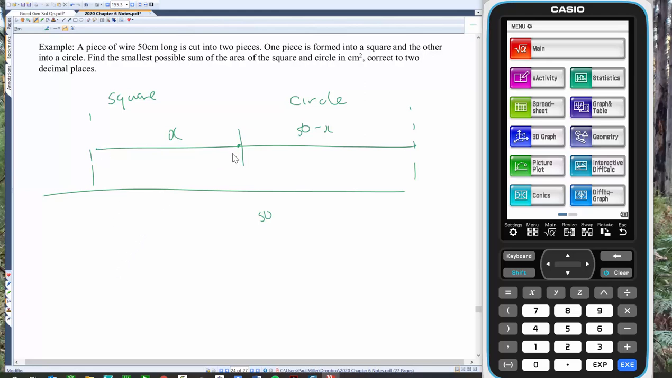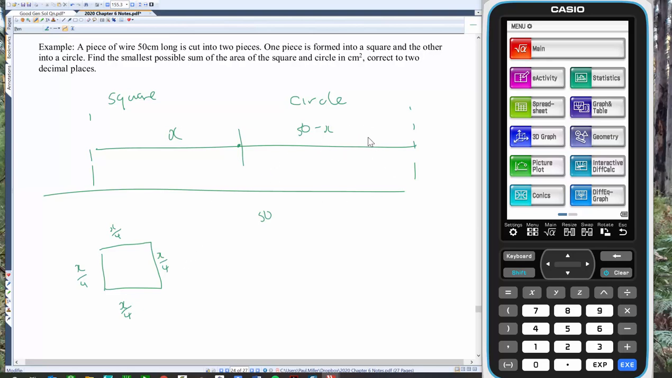All right, so let's imagine what this would look like then. So here's our square, and its perimeter has got to equal x, which is going to make each of its side lengths x on 4. Okay, so x on 4 plus x on 4 plus x on 4 plus x on 4 will equal x.